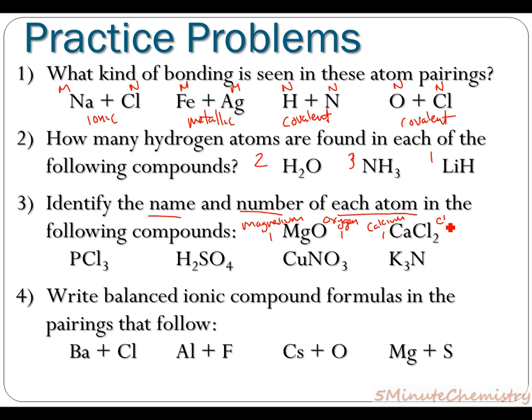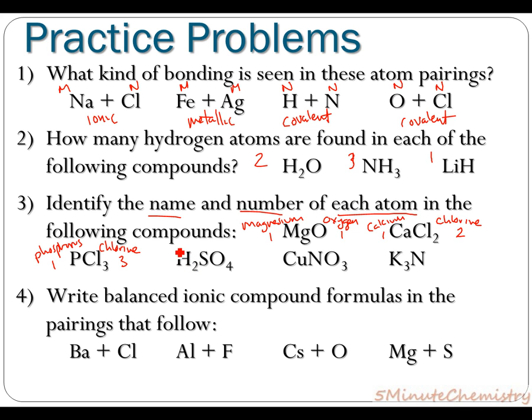Cl is the element chlorine. Subscript is 2, so there are 2 chlorines. P, phosphorus, no subscript, so that's a 1. Cl again is chlorine. Subscript of 3 gives 3.